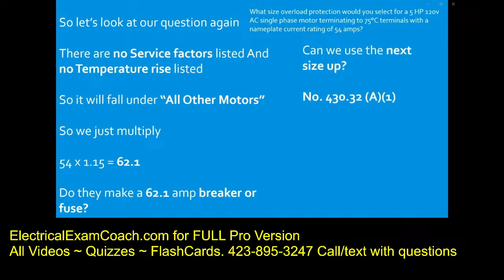With motor overloads, you are not allowed to use the next size up. So just remember, short circuit ground fault protection, everything's normal, we can use the next size up. When sizing motor overloads, however, you have to use the next size down. So we still head to our table 240.6(A), and we're going to select the next size down, which in this case is going to be 60 amps.